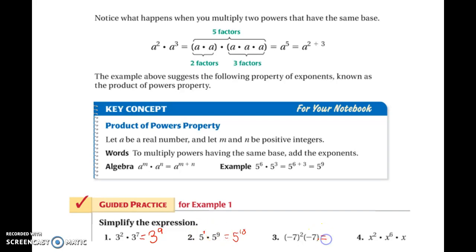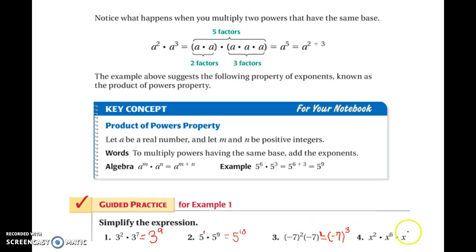Here's a different way to show multiplication. We don't have to write the dot, we can just write the parentheses. With this one, our base is negative 7 since the negative number needs to go in the parentheses with this one. And we have to add our exponents. I'm going to add the 1 here. So we have 2 and 1 make 3.